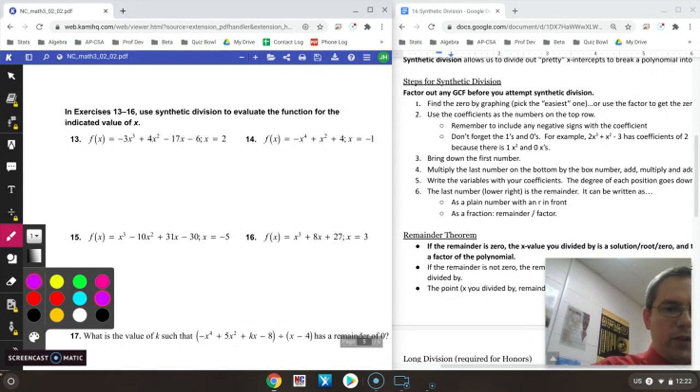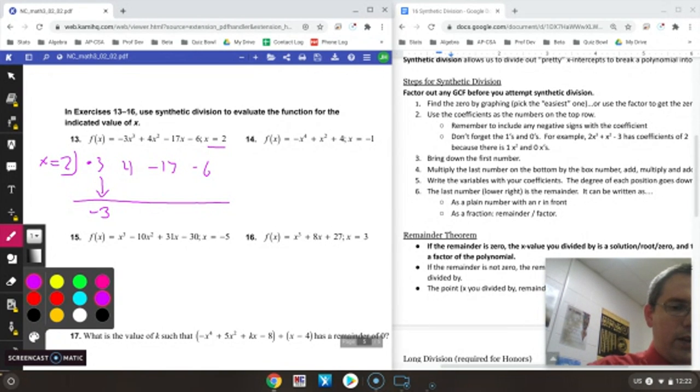So we're going to do it basically the same way. So if I do number 13, this time I do not have to figure out what x equals because it came out and told me. So I'll start with my x is 2. I will do my -3, my 4, my -17, and my -6. Then I bring it down. -3 times 2 is -6. Then I could do -6 plus 4 is going to be negative 2.